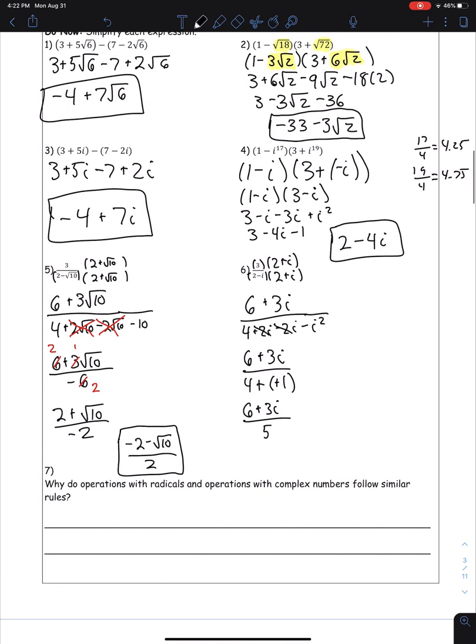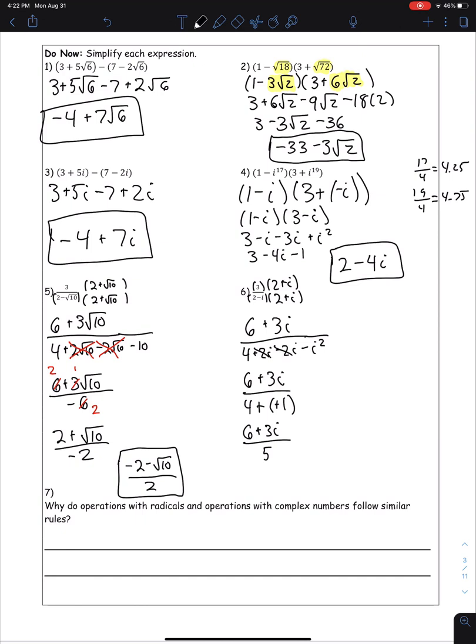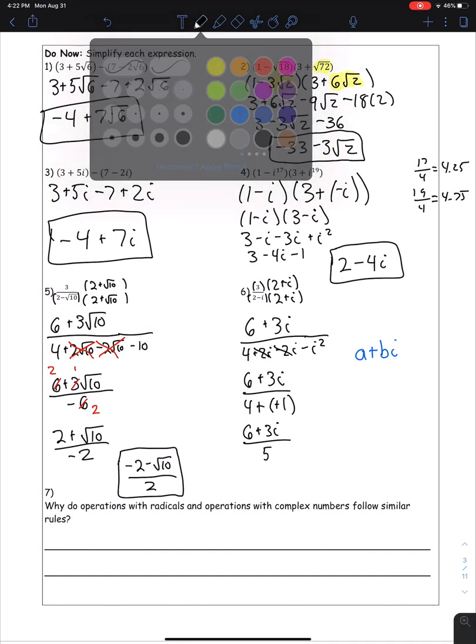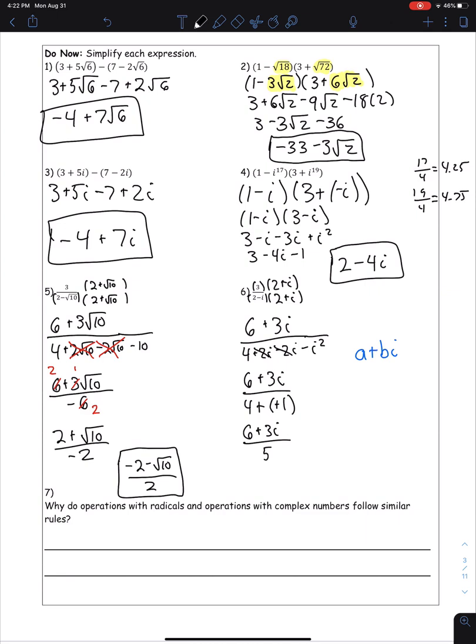Now, this is key. I know I didn't say to do it in the do now, because this is something newish that we're doing, but you always want to write this in a plus bi form. You always want to write it in complex number form. So we're going to separate each part. 6 over 5, separate the real part, plus 3i over 5. So it separates the real part a from the imaginary part b. And I'm just going to write this as 6 over 5 plus 3 over 5 i. So we got that in the a plus bi form.